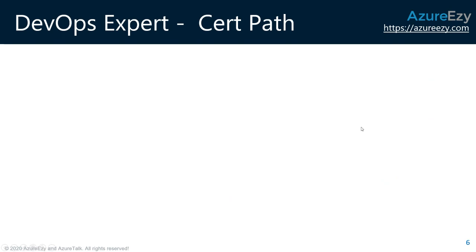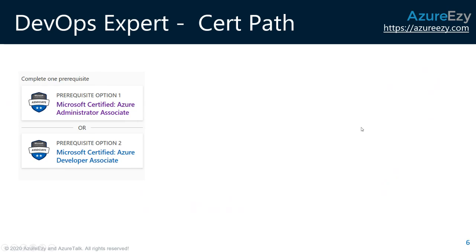Before we go into the next module for today's agenda, we just want to quickly cover this examination path for which we are having the training currently. Before you go for AZ-400, or if you want to complete the DevOps certification badge from Microsoft, there is a prerequisite for that badge apart from the AZ-400 exam, and that is you either have to have an administrator associate exam, or you should have an Azure developer associate exam.